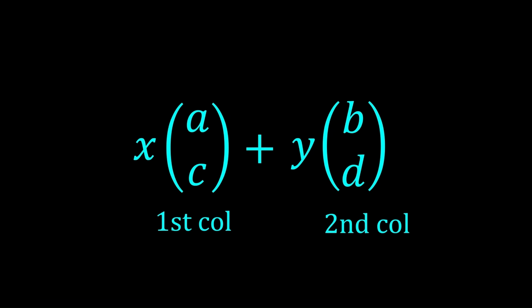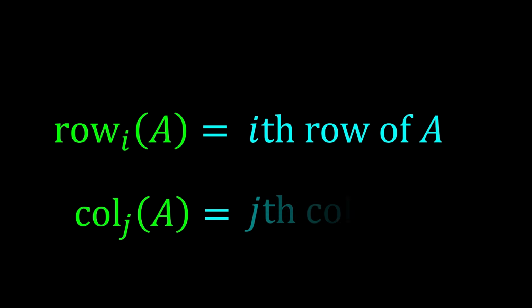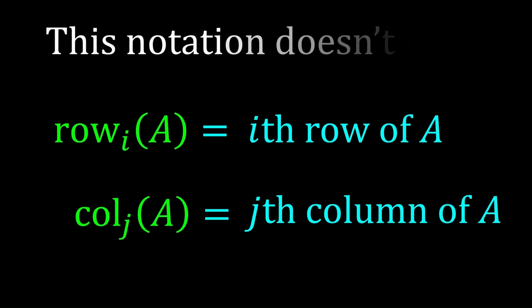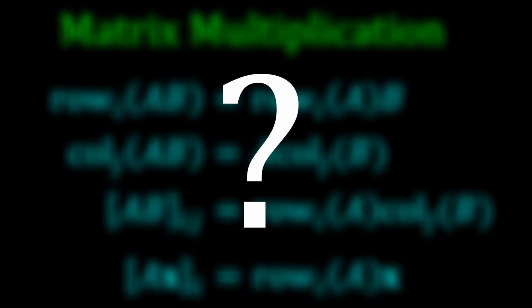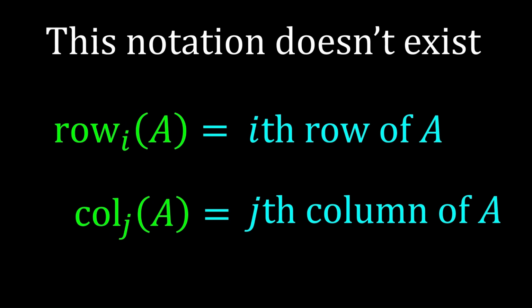So naturally, you'd expect there to be some notation for rows and columns, something like this. Except, no, there's no notation. This doesn't exist. And that's strange because the moment you have this notation, a lot of important formulas suddenly become obvious. This notation doesn't exist, so today we'll invent it.